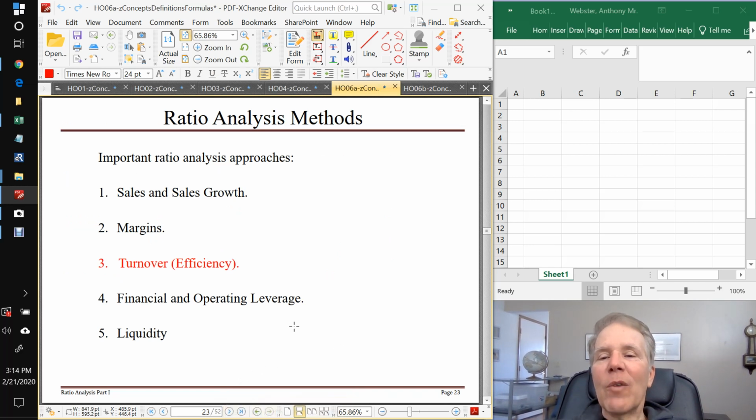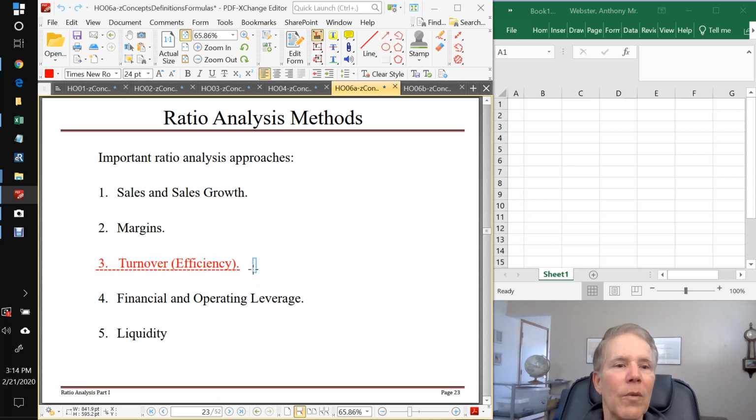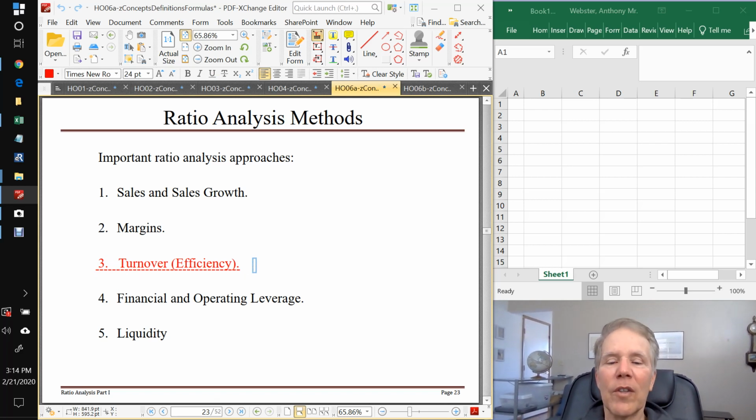Okay, and then we looked at turnover and efficiency ratios, and these are the ones that caused everybody trouble because when we had quarterly ratios, we always annualize these. So, whoops, let me get that. Sorry, we're moving around here. I'm not trying to do that.